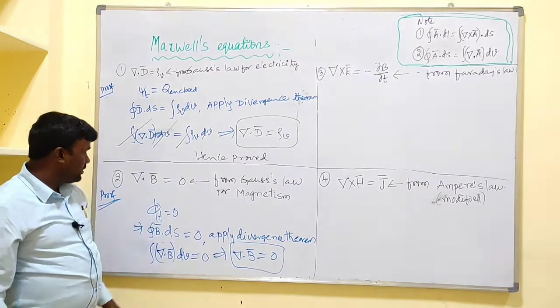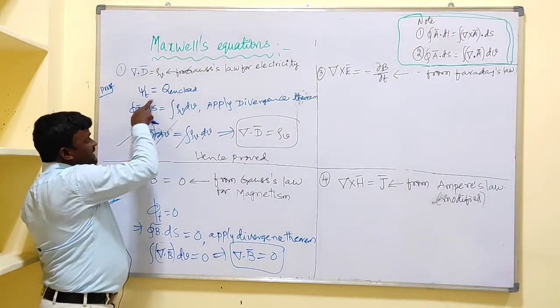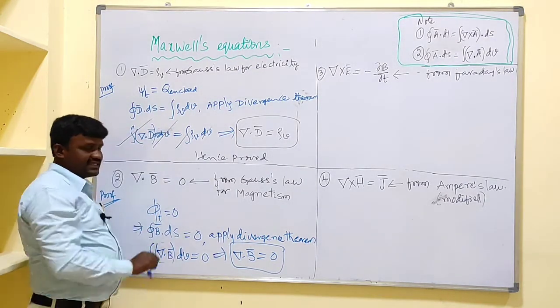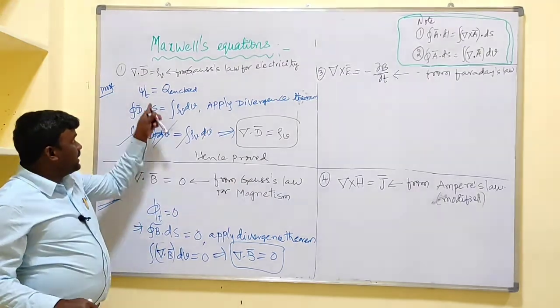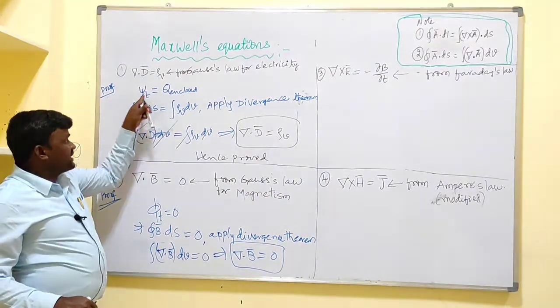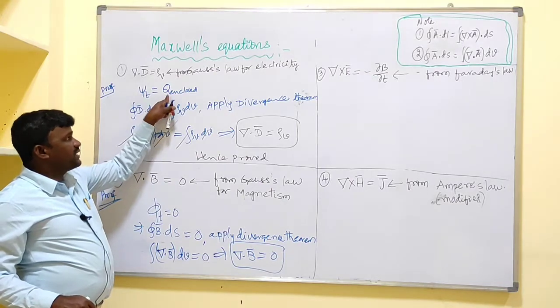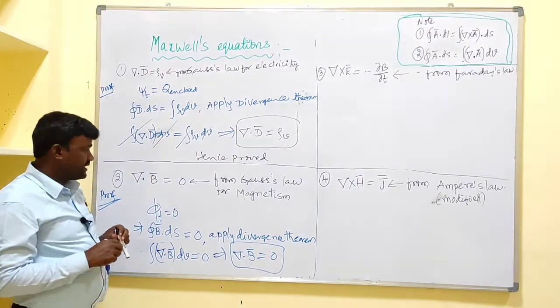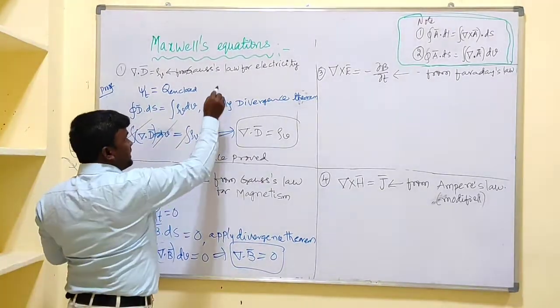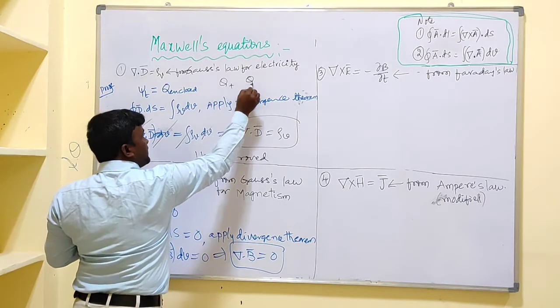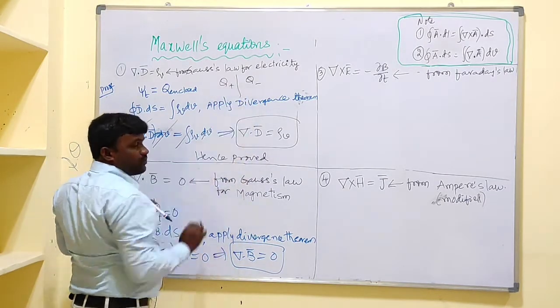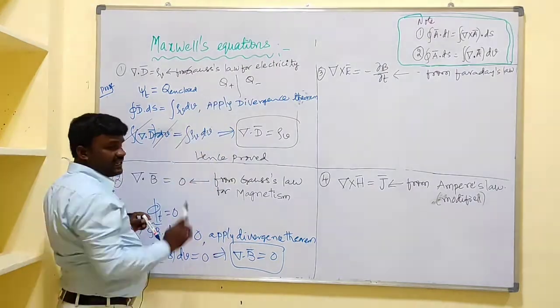Okay, you may have doubt here. This electric flux is non-zero, whereas magnetic flux is 0. Why? In case of the electric flux, the source for the flux is what? Charge. We have two types of electric charges, positive charge and negative charge.